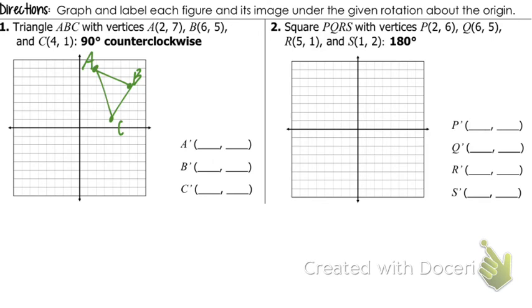Now we're doing a 90 degrees clockwise or counterclockwise rotation. So x, y will yield negative y, x. So instead of 2, 7, we're going to have negative 7, 2. Instead of 6, 5, negative 5, 6. And instead of 4, 1, negative 1, 4. And we'll graph these.